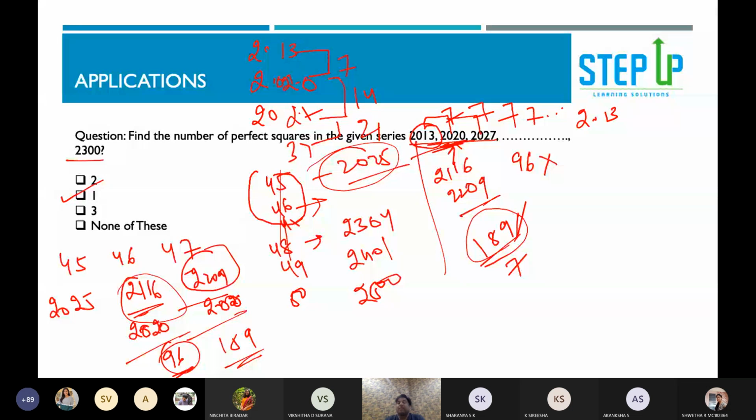So now 96 doesn't come in the table of 7. That means that value shouldn't be there, the difference value. But 189 is in the table of 7. That means 2209 will definitely be there in that series. So your answer should be 1.